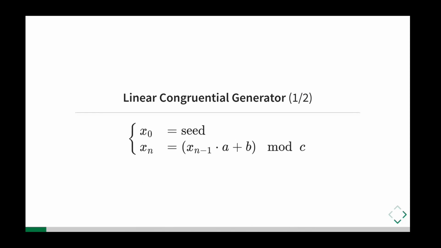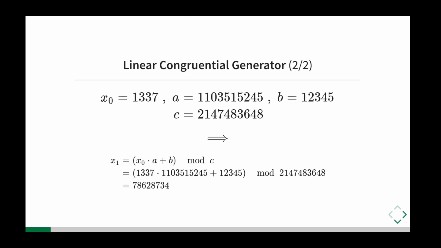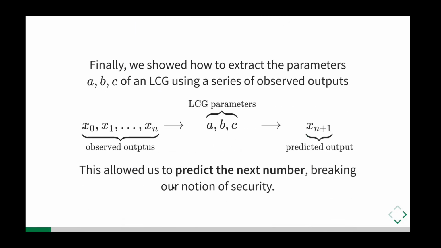Then we saw the linear congruential generator. This one works with modular arithmetic. So you start with a seed, which is always your first number. And then to generate the nth number, you use the previous one, the x n minus 1. You multiply it with a constant a, you add it to another constant b, and you reduce everything modulo c. And this is an example. Suppose that you have these numbers. The next number is going to be this big 7, 8, 6, 2, 8, 7, 3, 4. So this is the idea.